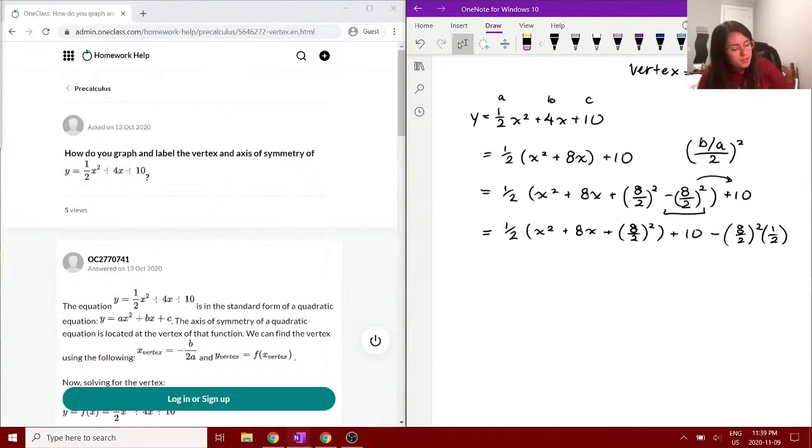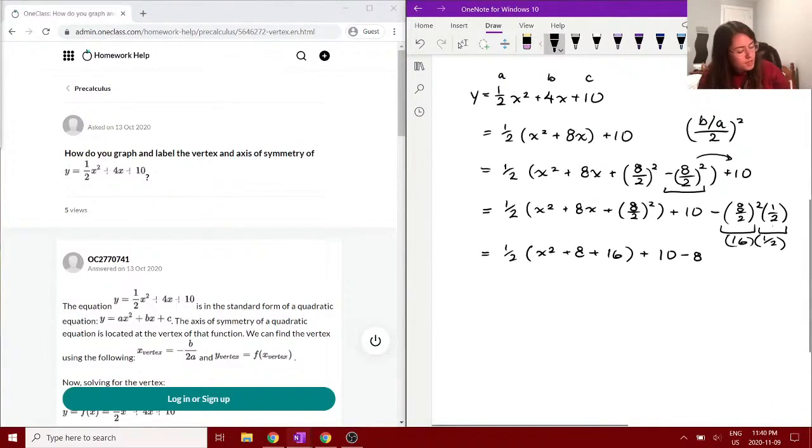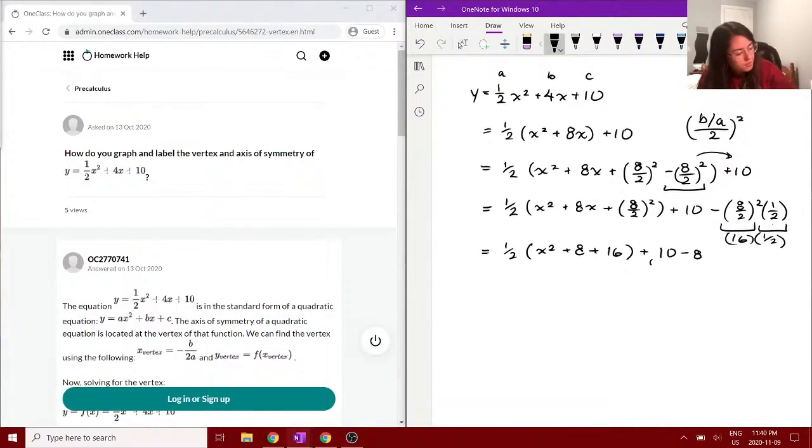Okay, now we can simplify a little bit. 1/2 x squared plus 8. So 8 divided by 2 is 4, squared is 16, right? Plus 10, and we get the same thing. So this is 16 times 1/2. So basically you have this now. So minus 16 times 1/2, so half of 16 is 8, right? Okay, so now that we're here, obviously we can add these two together.